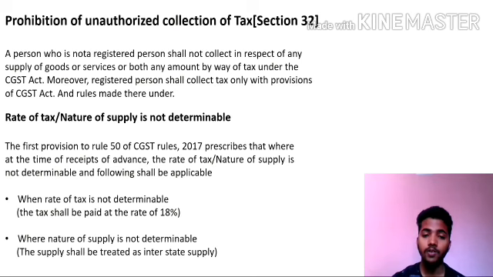So where the nature of supply is not determinable, here comes an important question: where the supply and nature of supply is not determinable, then the supply shall be treated as interstate supply. Okay, so here we have discussed the authorized authority by whom the tax would be collected. The tax is collected by two or three authorities: one is the central government, then the state government, and the local authorities, which comprise the municipal corporation, panchayat, etc. These are the legal authorities. These have the legal authority to collect tax from us.